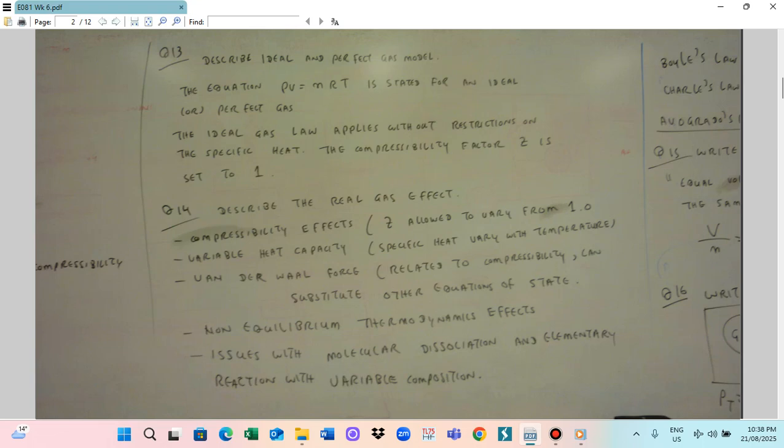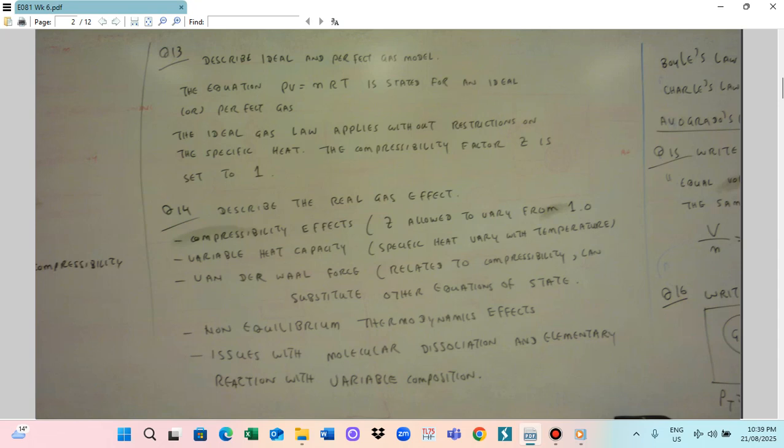So when the gas is provided, depending on the temperature, the heat will be transferred. So the gas is normally not in equilibrium. In this case, the gas will be expanding, so the heat can be lost. So that is a non-equilibrium nature. There is also the issue of molecular dissociation and the elementary reaction with the variable composition. This means the gas molecules can be dissociated depending on the temperature and pressure. They can be combined, they can be separated. So those are the characteristics of the gas.